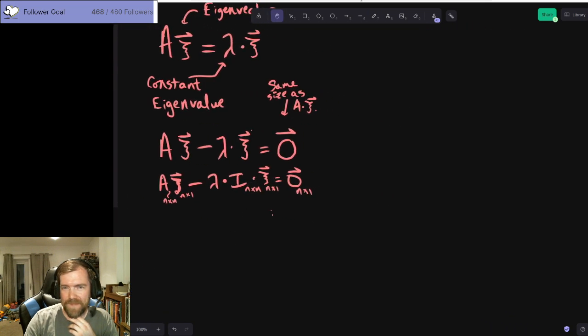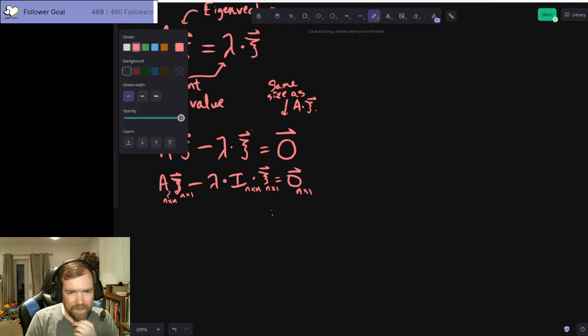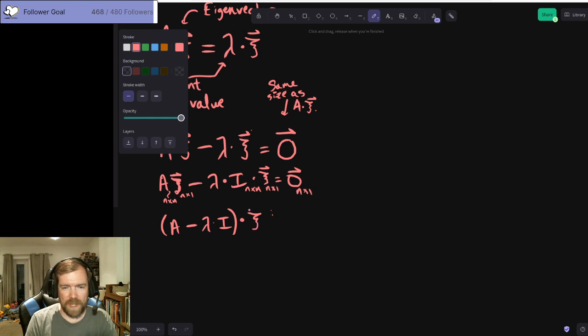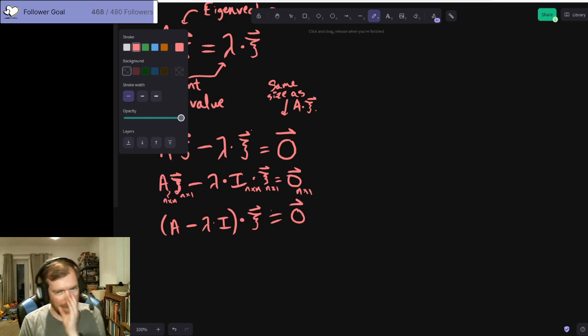Factor on the right. With matrix multiplication, for anybody who doesn't remember, it's super important that you preserve the left and right multiplication, because matrices are not commutative generally. That leaves us with a bit of a problem. Now with this, what are the possibilities?